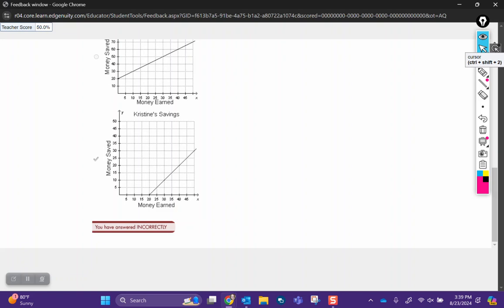Let me just see if I can come up with an example here. If we made $20, we would have spent $20, which means we wouldn't have saved anything. That's 0. If we made $30, we spend 20, which means we would have saved 10. If we made 40, spent 20, we would have saved 20.